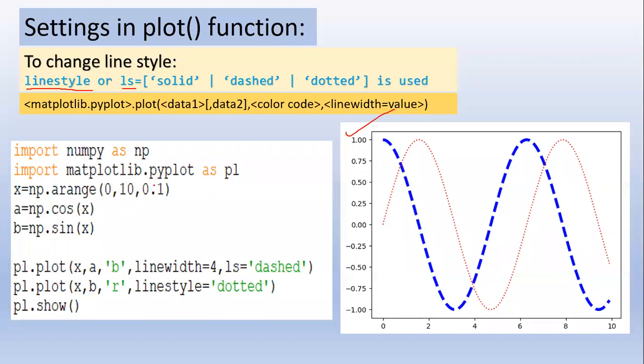See how we can create this using the same values. These are the same values. Okay, plt dot plot x comma a, b for blue color, line width is equal to 4, thickness हो गई, ls is equal to dashed, or you can write linestyle is equal to dashed. As I have written here, linestyle is equal to dotted. So red color line is in dotted form and blue color line is in dashed form.